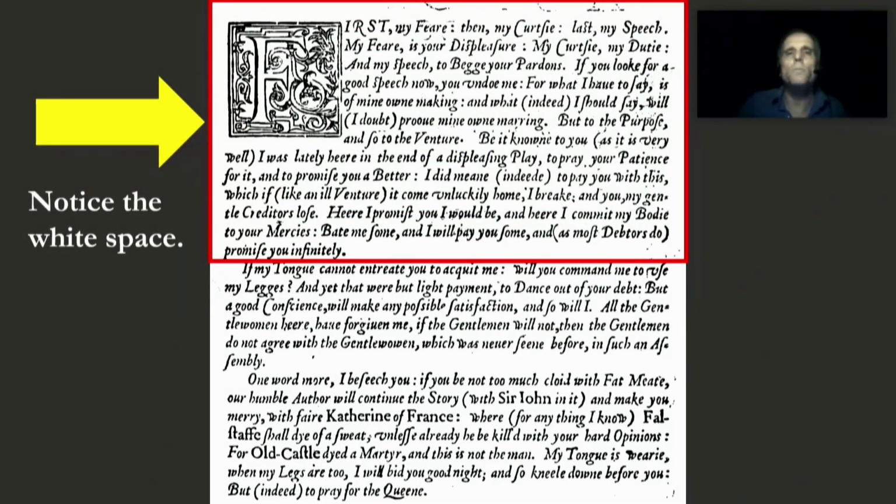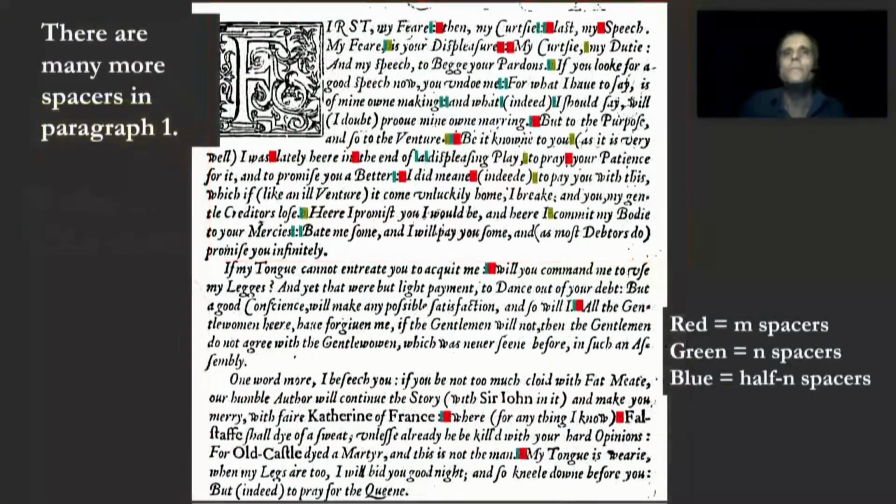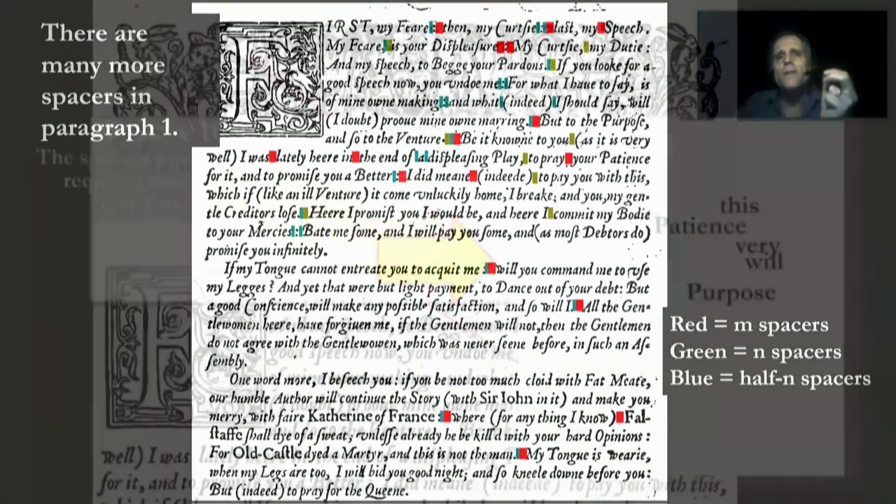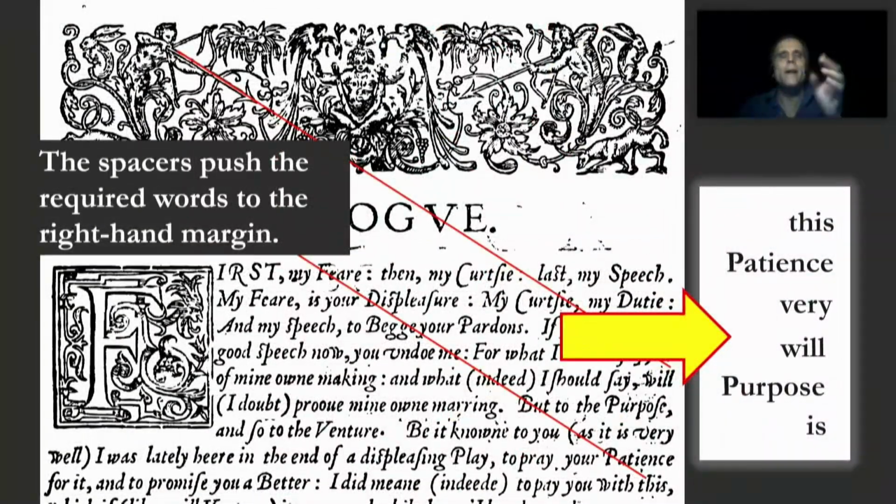Notice the white space in paragraph 1. There are many more spacers in the paragraph than the other two paragraphs. The largest are M spacers in red, the next largest are the N spacers as in Nancy, and the smallest are half N spacers. They have a specific function. They push the required words for the acrostic to the right hand margin, making them end targets for Eros and the Hound. This is not all I wanted to show skeptics.